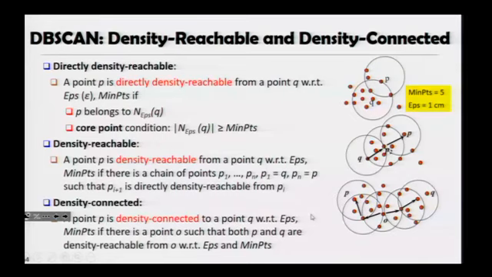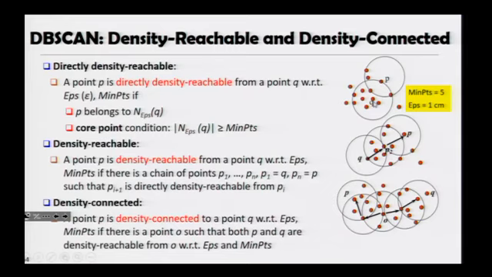So we define a point P here. If you look at the right side, we have this figure. Now we consider a data point Q and a data point P here. And what is directly density reachable? Directly density reachable says that a point P is directly density reachable for the point Q if you already give the two parameters, epsilon and the minimum points.